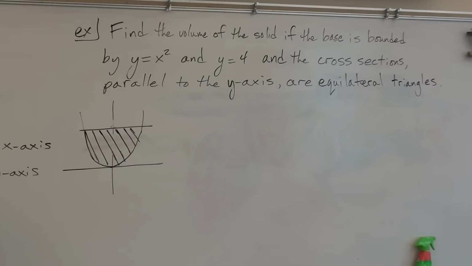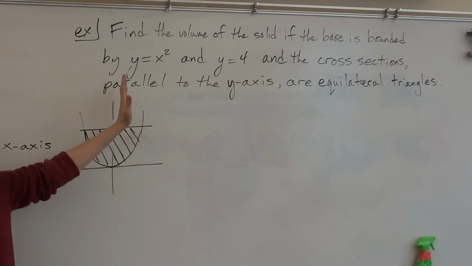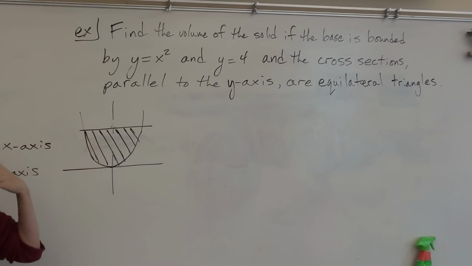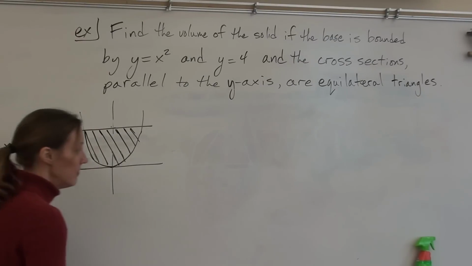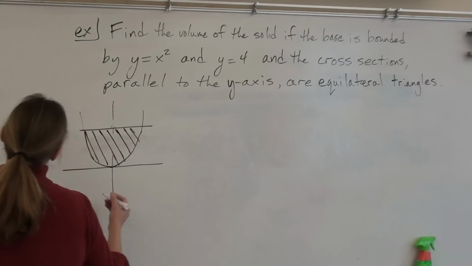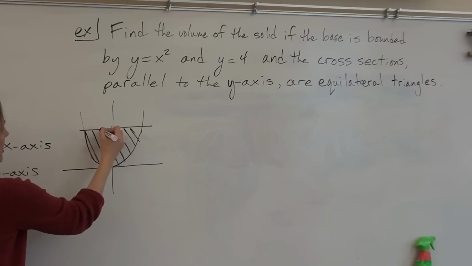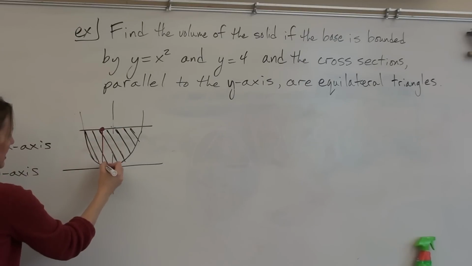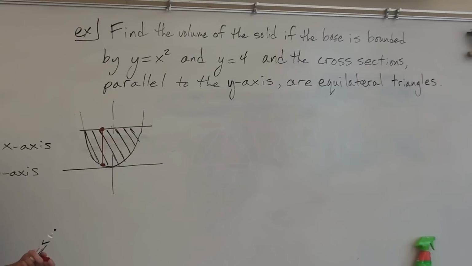All right, so we have cross sections parallel to the y-axis, which means perpendicular to the x-axis. So now we are dx. And now we're going to find our lengths doing top minus bottom. What would that look like?